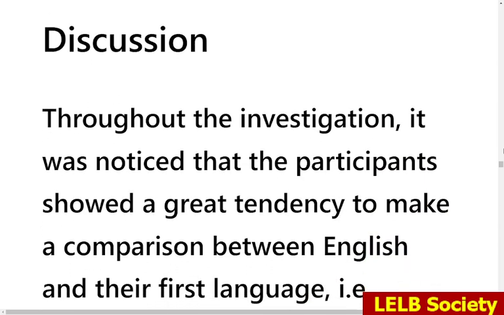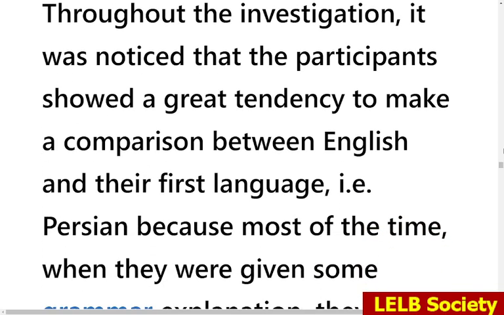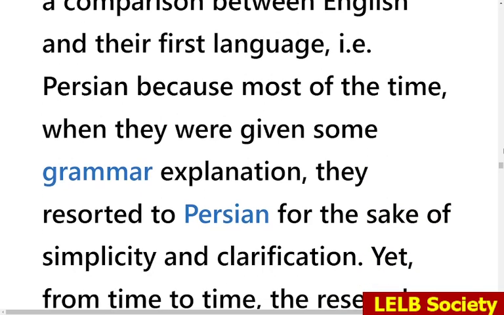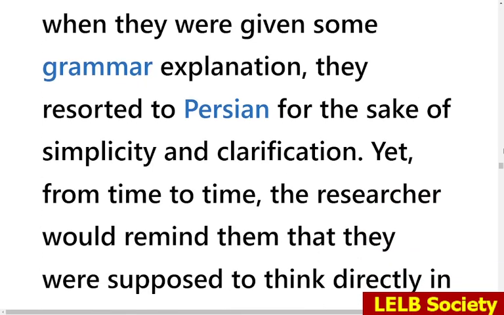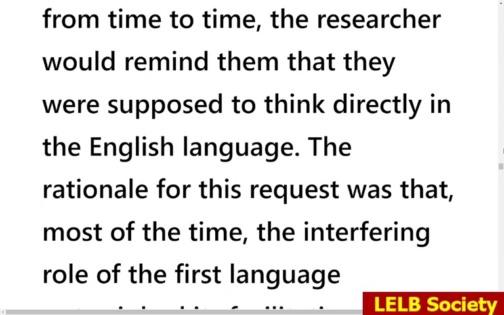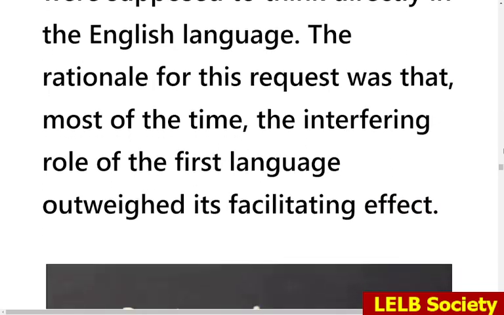Discussion. Throughout the investigation, it was noticed that the participants showed a great tendency to make a comparison between English and their first language, that is Persian, because most of the time, when they were given some grammar explanation, they resorted to Persian for the sake of simplicity and clarification. Yet from time to time, the researcher would remind them that they were supposed to think directly in the English language.